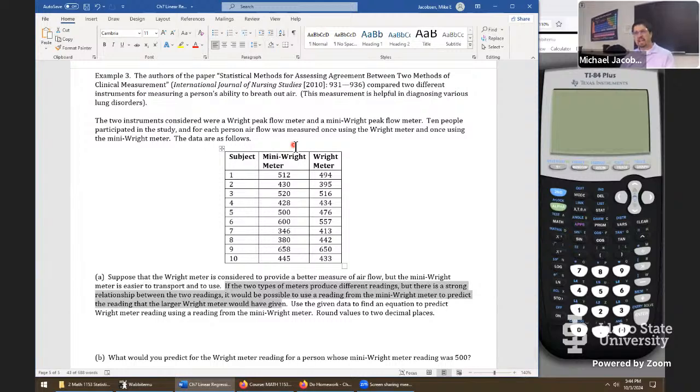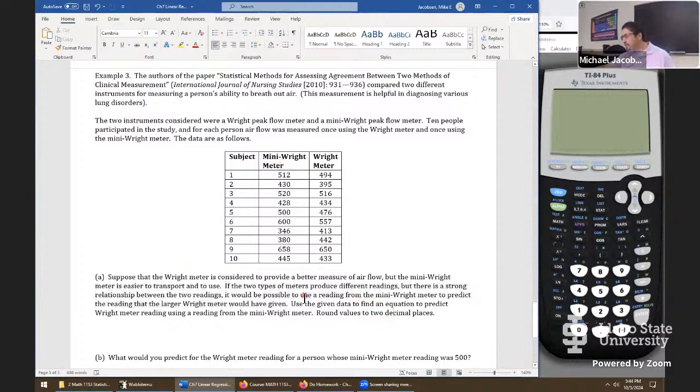They are definitely saying that they're hoping it correlates, but I agree with you. They're thinking of this as the independent one, because it's saying it's possible to use a reading from the mini to predict what the larger one is saying. Exactly. That's kind of saying this is going to be thought of as the response, and this is the explanatory. Good eye on that right there.